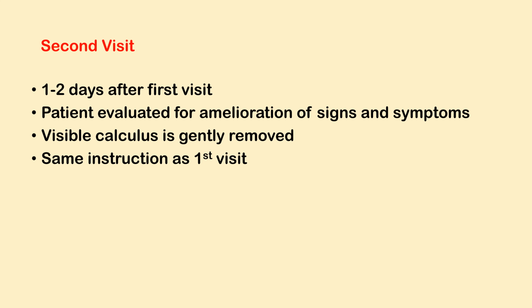On second visit, which is 1 to 2 days after the first visit, patient is evaluated for amelioration of signs and symptoms. If any calculus is visible, it is gently removed and the same instructions as given in the first visit are continued. Now talking about the treatment of pre-existing condition, this is done on the third visit, that is 5 days after the second visit. In this visit, scaling and root planing is done. Predisposing factors such as stress, poor oral hygiene, disturbed sleep, smoking are addressed. Patient is asked to discontinue hydrogen peroxide mouthwash but continue with the chlorhexidine mouthwash.